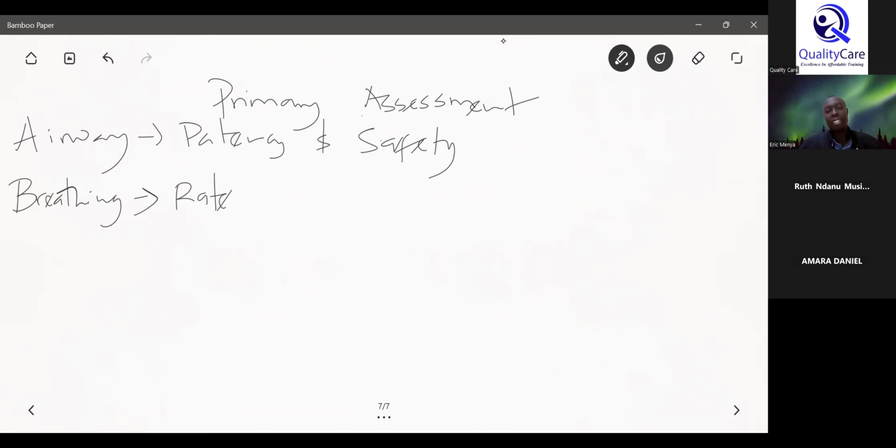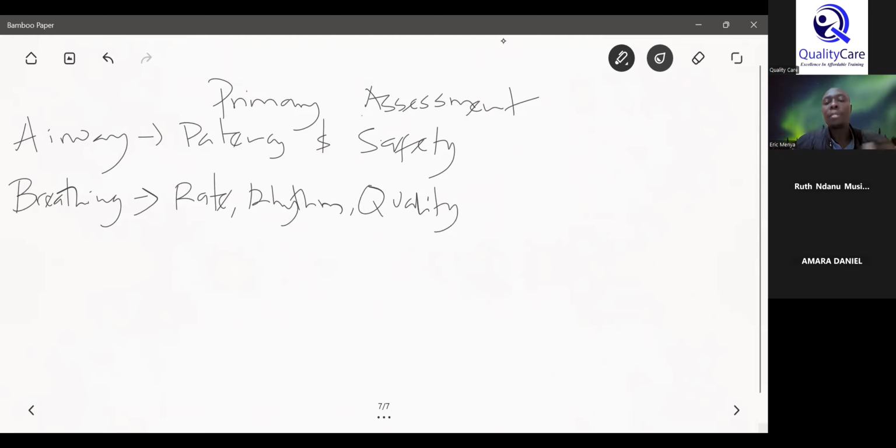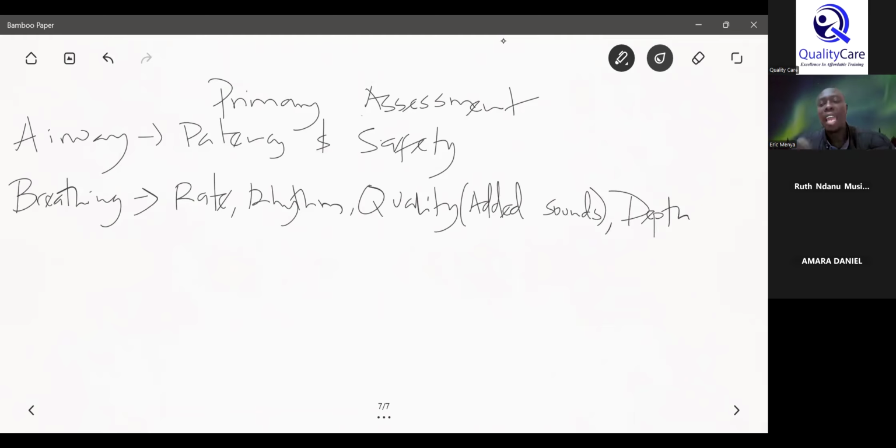So we check the respiratory rate of the child. We check the rhythm that they are breathing with. Is it regular or irregular? An irregular breathing pattern would suggest a central nervous system issue. We assess the quality of the breathing in terms of the presence of added sounds, whether audible or you hear them on auscultation. Assess the depth of chest rise. Is it equal bilaterally? Is it adequate, or is it too shallow?